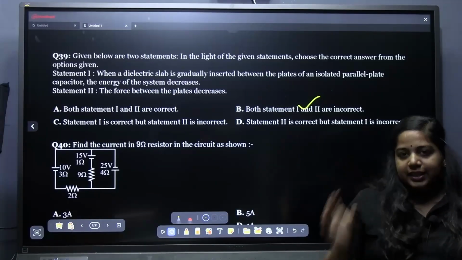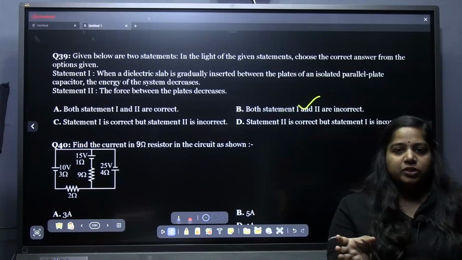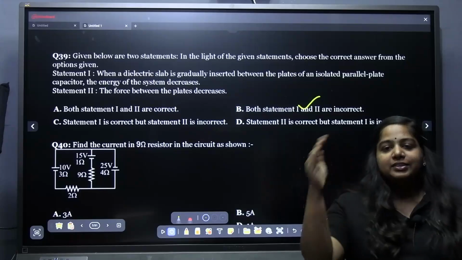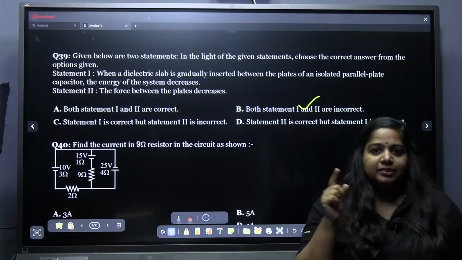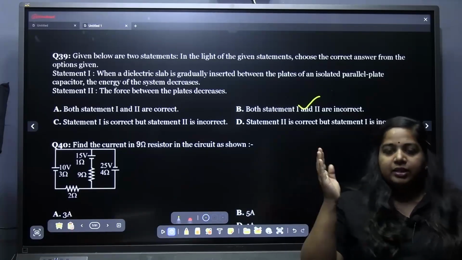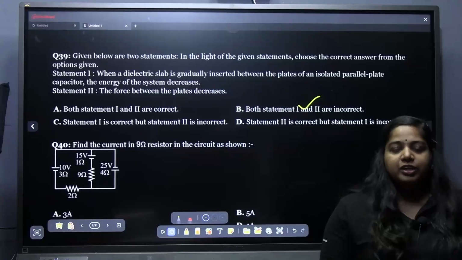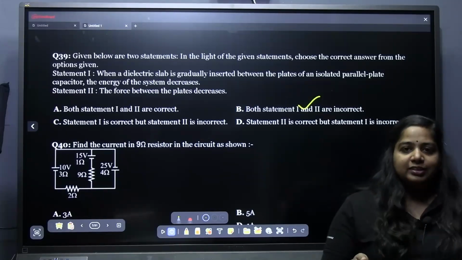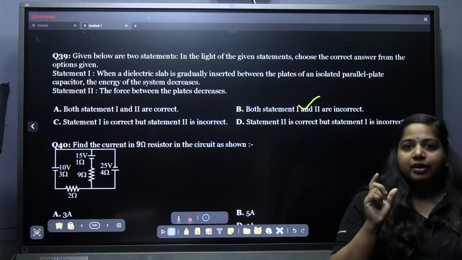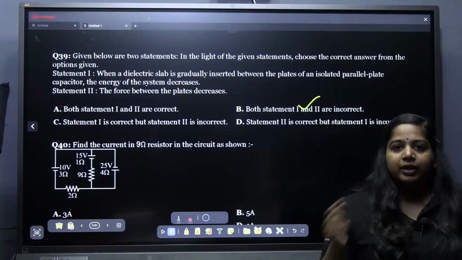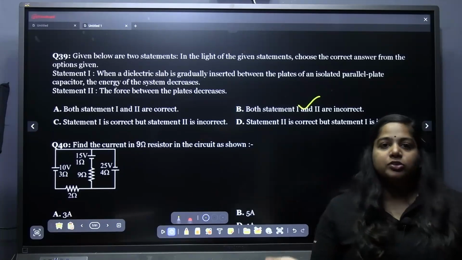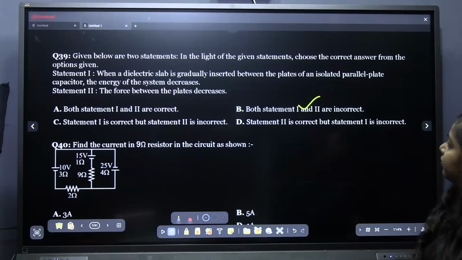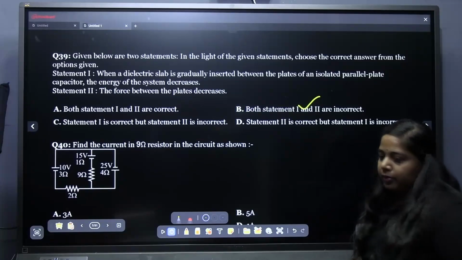Okay. See, dielectric inserted, which means capacitance increases. Capacitance increases, charge increases. Charge increases, electric field should increase, which means force should increase. And energy is equal to half CV square. C increases, energy should also increase. Okay. So, both statements are wrong.